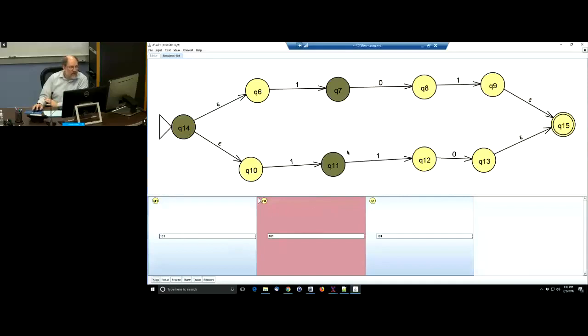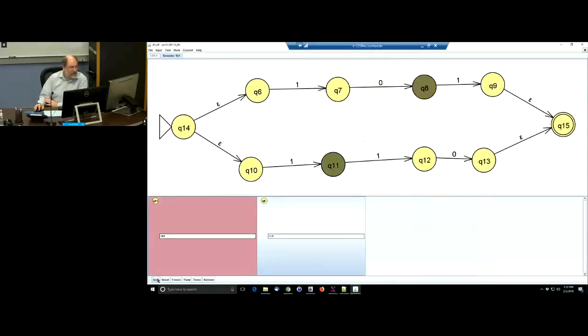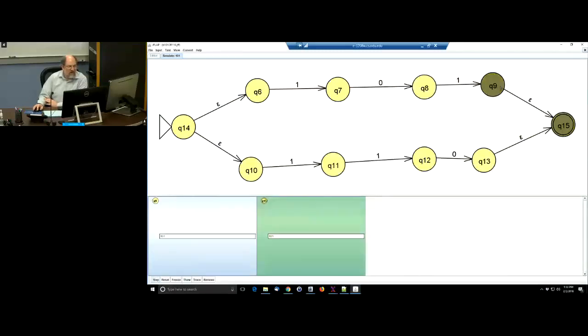Now our next input is 0. On 0, Q7 takes us to Q8. Q11 has nowhere to go, and so Q11 fails on that input. Q8 is still happy, however, and when we see the next one, it moves us to Q9, which immediately triggers Q15 via the epsilon transition, and we accept.